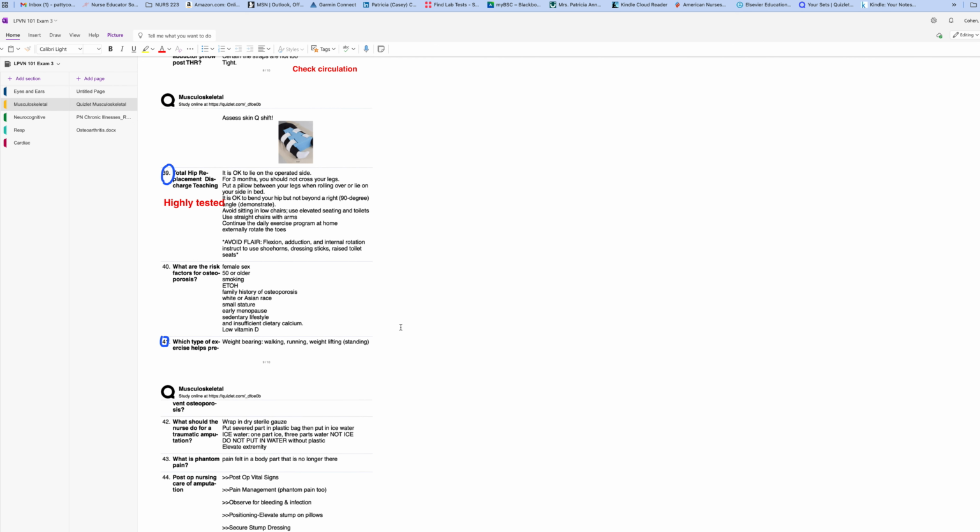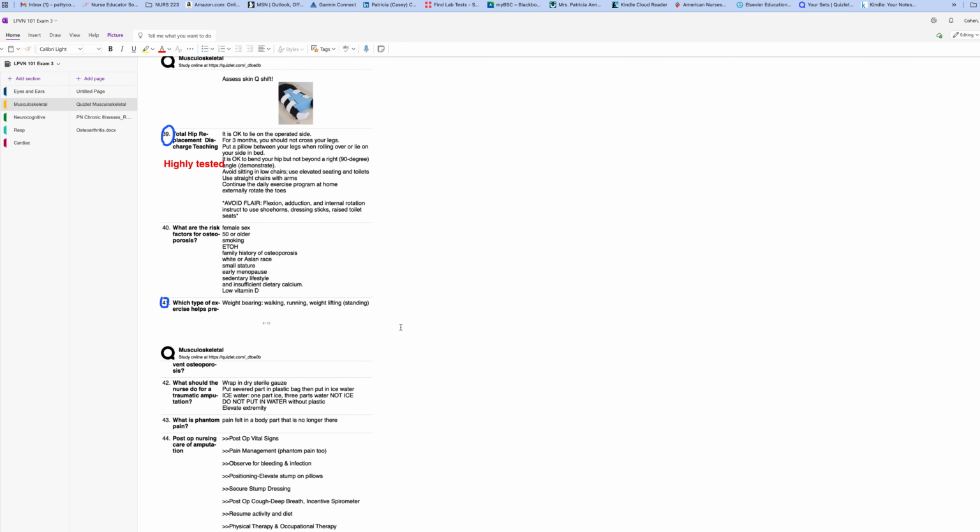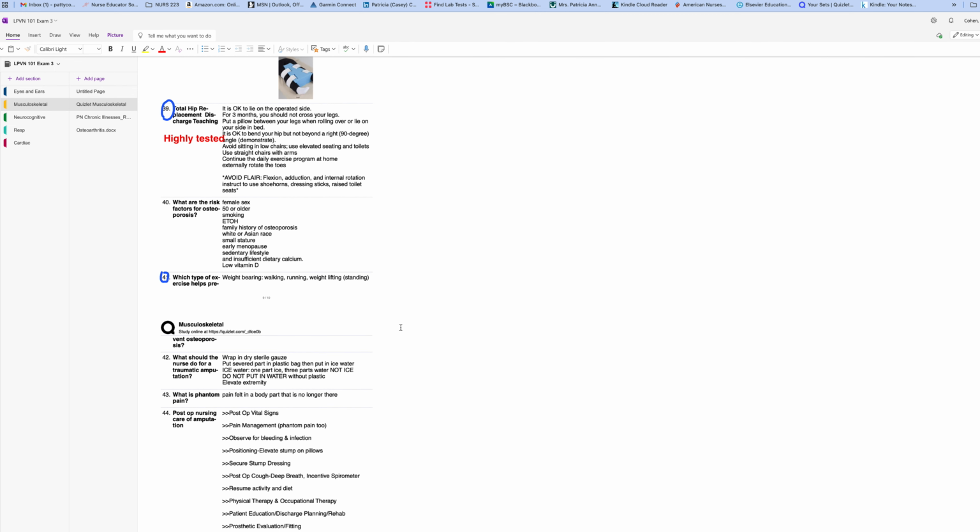So if you get asked what type of exercise helps prevent osteoporosis, remember it's weight bearing: walking, running, weightlifting. Swimming is a great exercise, but it's not weight bearing, so it's not going to help with osteoporosis.